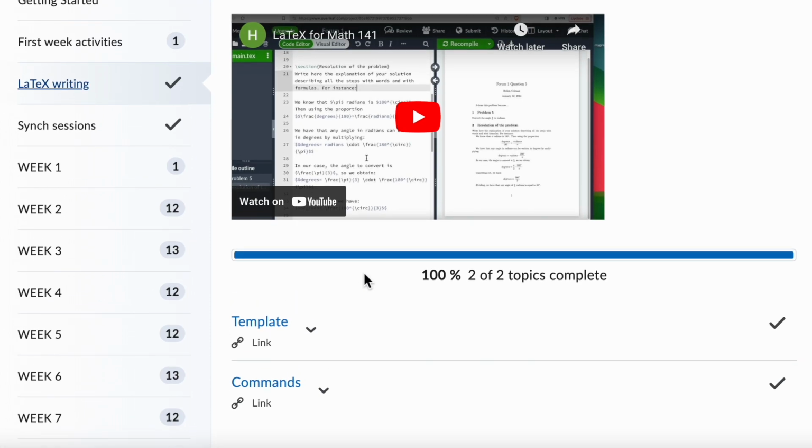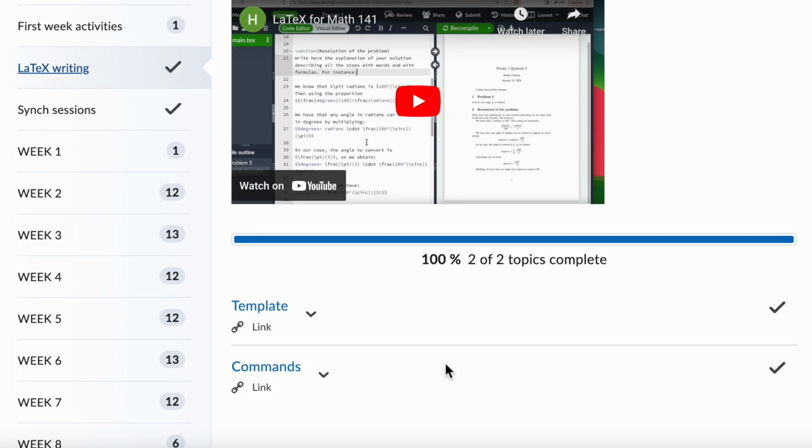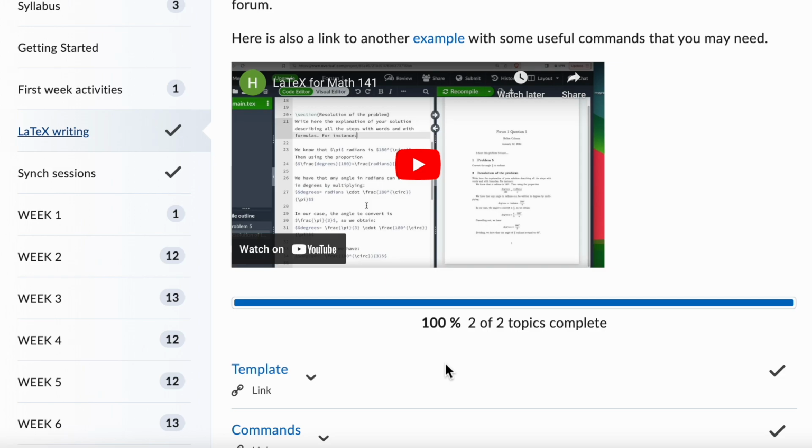And so using this template, you can use it for all the forums. Also, I created another paper here for you to use that includes more commands. So for instance, you may want to use sine, cosine, a square root, a logarithm, or whatever commands you have to use. Here there are many of them described, so you have more examples of things that you can use.